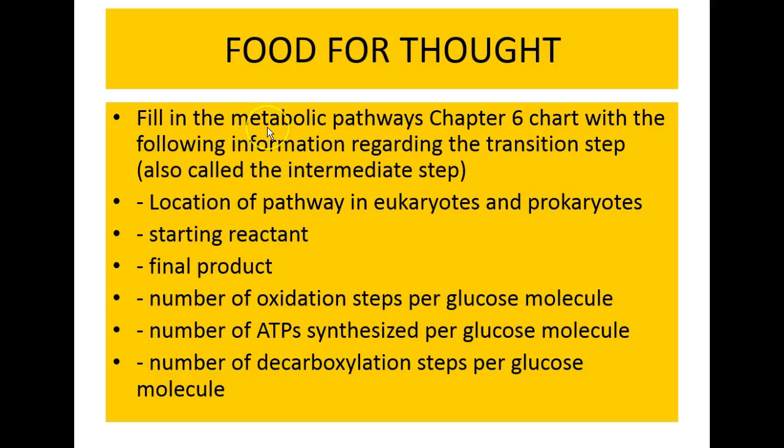You should now be able to use the transition step to fill the metabolic pathway chart of Chapter 6. You should know the location of the pathway in eukaryotes and prokaryotes. You should be able to mention the starting reactant and the final product, the number of oxidation steps per glucose molecule occurring in the transition step, the number of ATP synthesized per glucose molecule, if any, and the number of decarboxylation steps per glucose molecule.